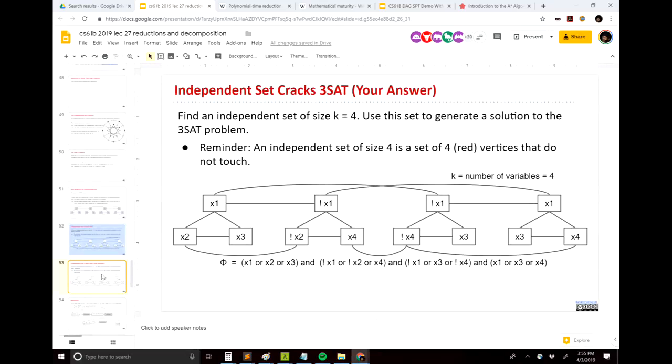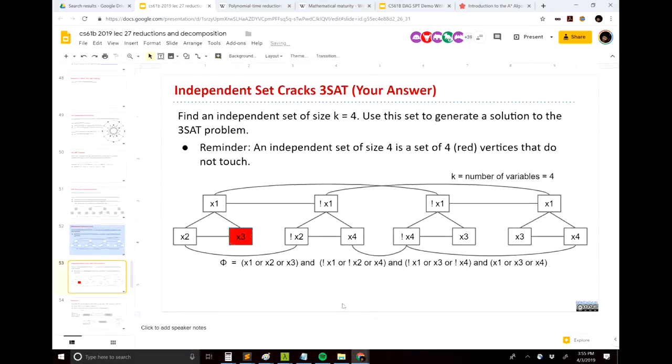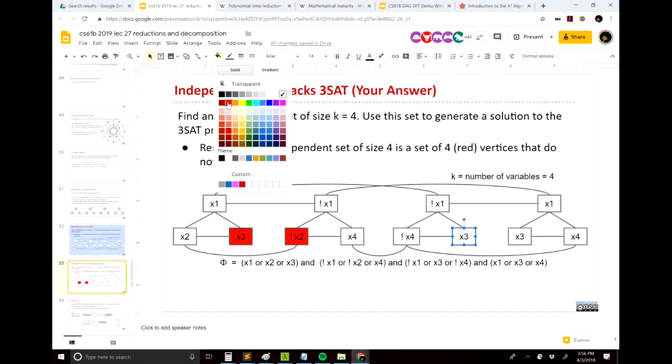Someone give me an independent set. Pick one of these for me. X3, great. Okay, let's color it red. Okay, give me another one. I want something out of here. X2. Now you notice I need to pick one in each. I can never pick X4 or not X1, right? Because I already picked something from the triangle. How about here? X3. That seems good to me. Okay, and one more.